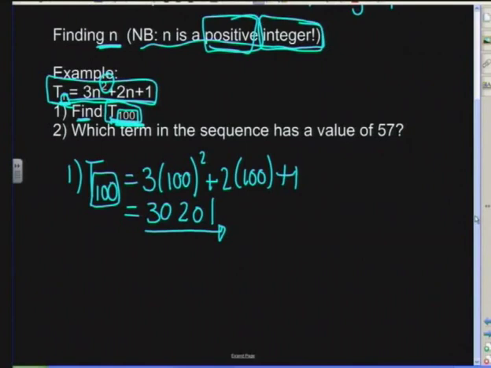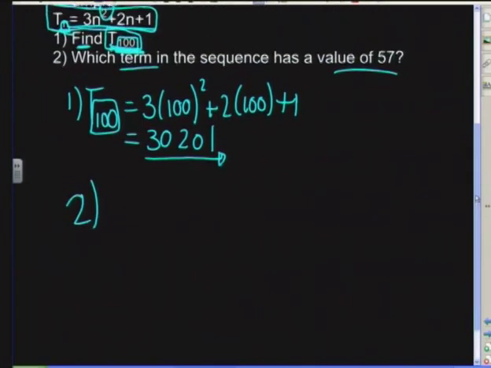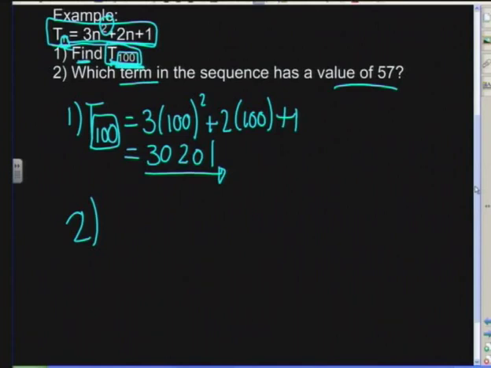Okay, so the next one. And this is really key. We're looking for which term in the sequence has a value of 57. Okay, which term has a value of 57. Now, very importantly, guys, what does this 57 represent?